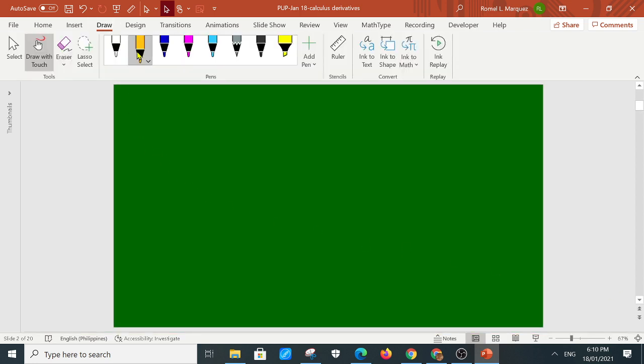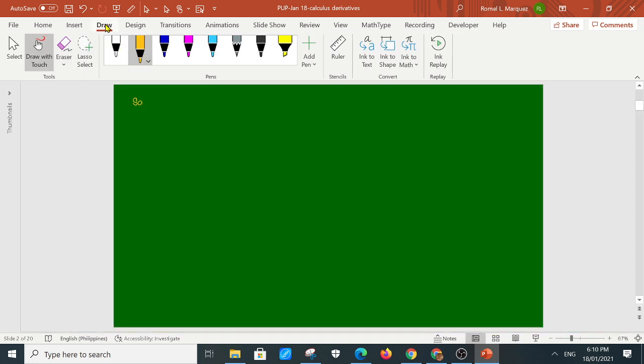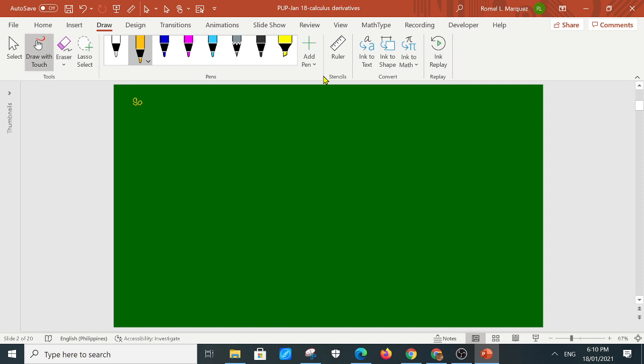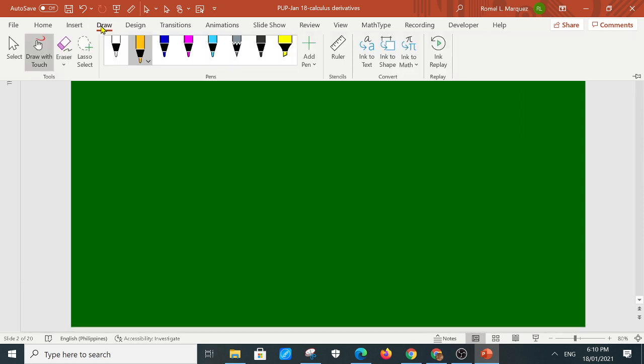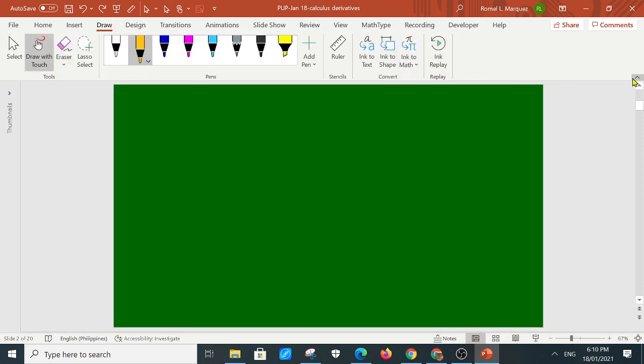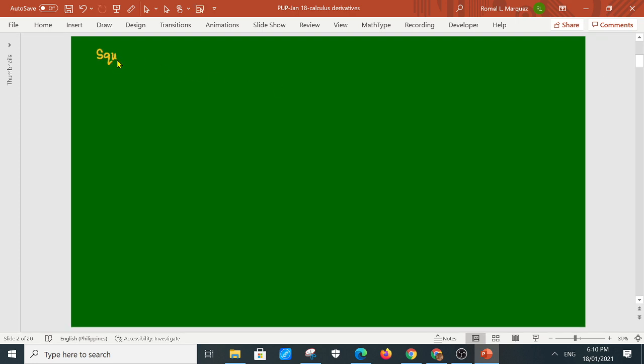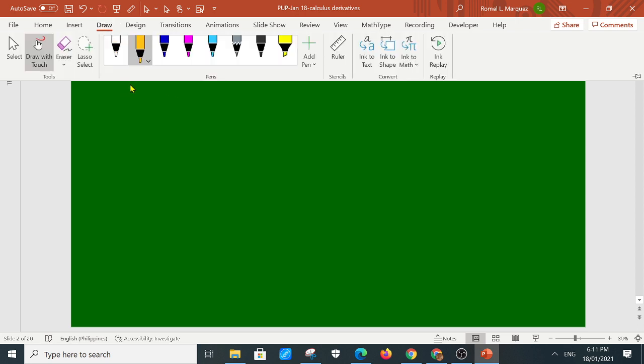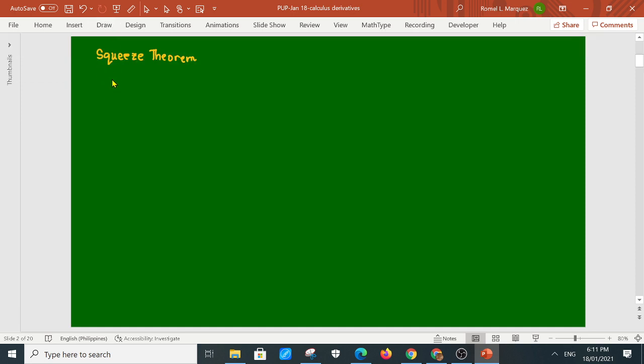Okay, so we have the Squeeze theorem, or pinch theorem, or sandwich theorem. So here it goes, how it is stated.